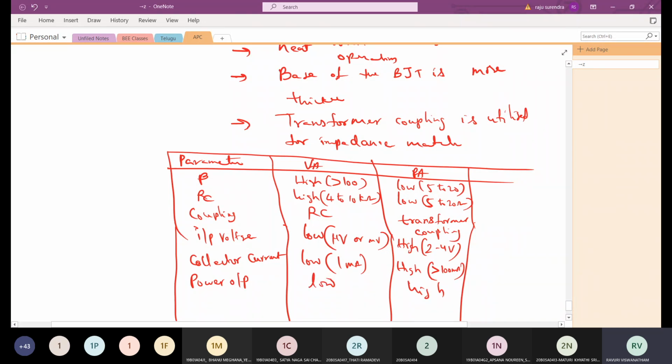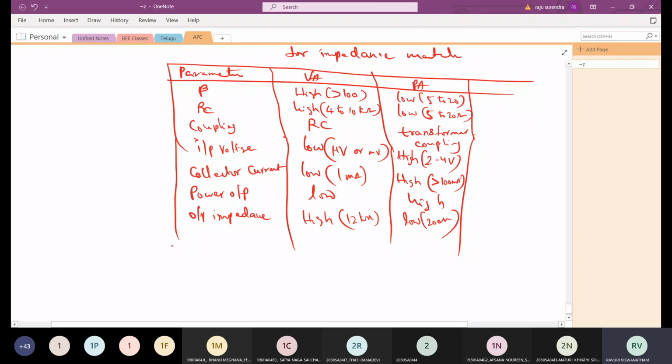And coming to the output impedance, it is high for voltage amplifiers. Mostly it is 12 kilo ohms, and here it is low, mostly 200 ohms. Okay, these are the differences between voltage and power amplifiers with respect to the particular parameters.